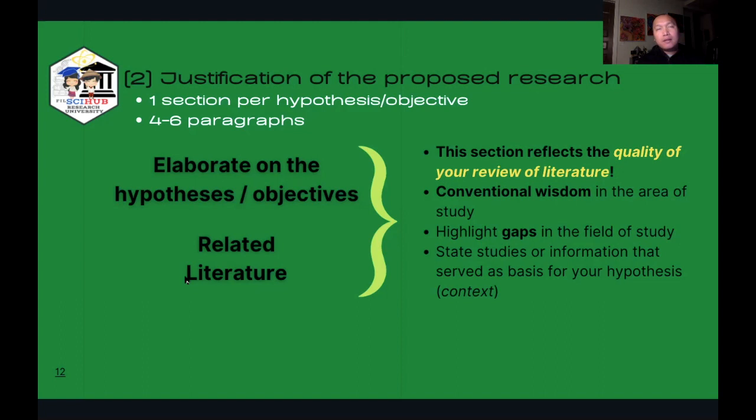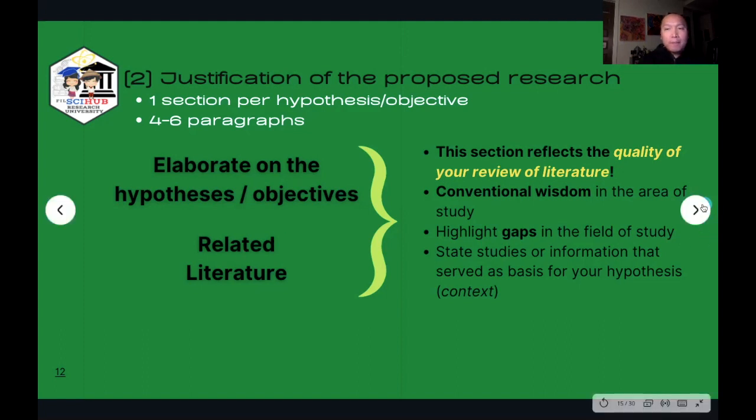Okay, so the typical pieces of related literature that we provide here would be a restatement of conventional wisdom in the area. And then you follow it up by highlighting the gaps in the field of study. So what are the challenges, or what are the unanswered questions that you're trying to answer with your proposed research idea? So it's very important that you do that. And then lastly, you state the studies or pieces of information from the literature that served as the basis for your hypothesis. So this is the context. Where did your research question come from? What triggered you to be interested in answering those questions?